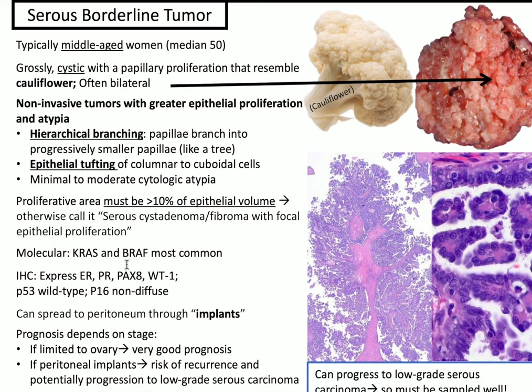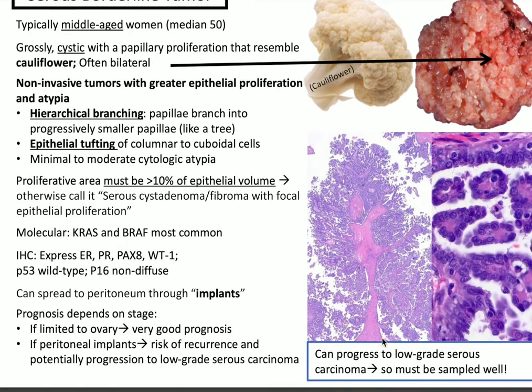And a borderline serous tumor can spread to peritoneum through implants. The prognosis depends on stage. If limited to the ovary, very good prognosis. If there are peritoneal implants, there is a risk of recurrence and potential progression to low-grade serous carcinoma. So because it can progress to low-grade serous carcinoma, you want to sample it well.